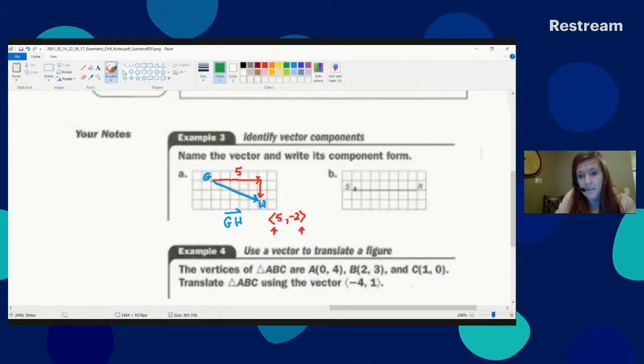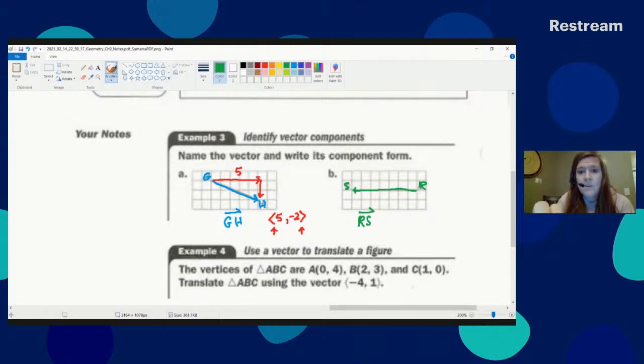Here, this says S and R. We would name the vector. This would be vector RS. Again, you want to name it just like you do a ray: start at the endpoint and go toward the arrow.